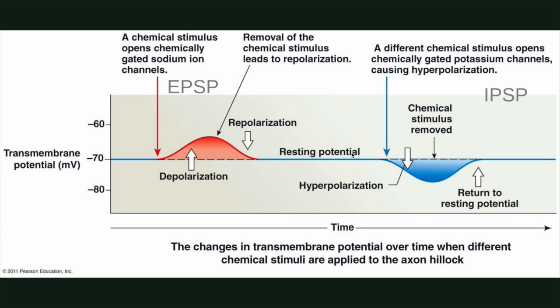When a chemical opens potassium channels, positive ions are going to leave the cell, going down their electrochemical gradient, and the cell becomes more negative. This is called a hyperpolarization, or an IPSP, which stands for inhibitory postsynaptic potential. So to review, graded potentials are short-lived, local, passive, meaning they don't require any energy, and they're variable in size depending on the strength of stimulation.